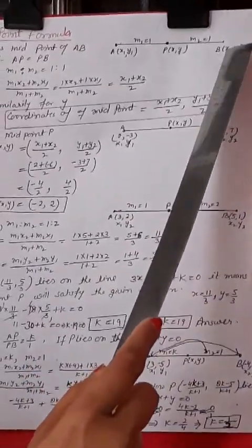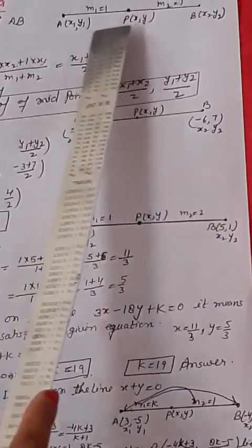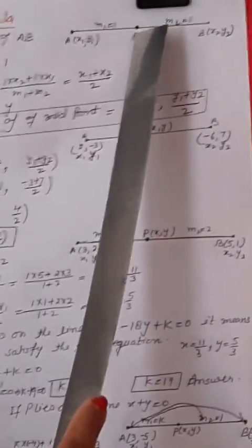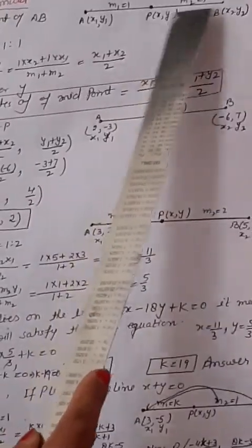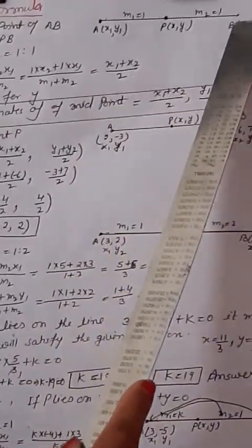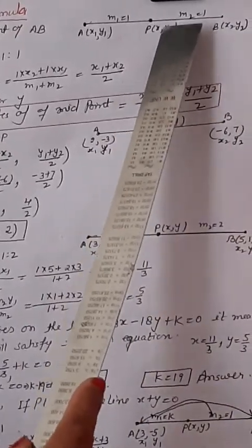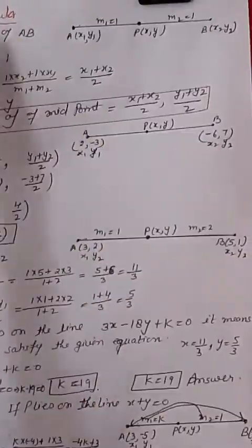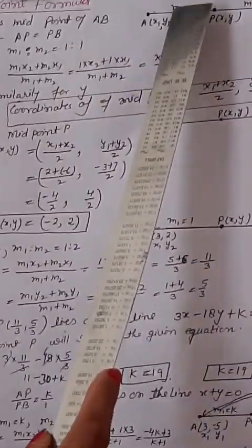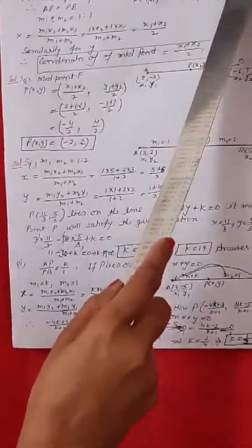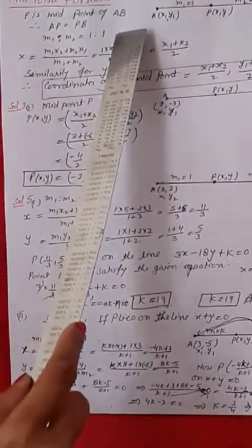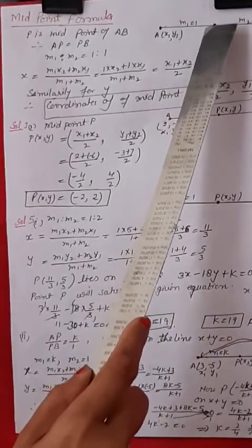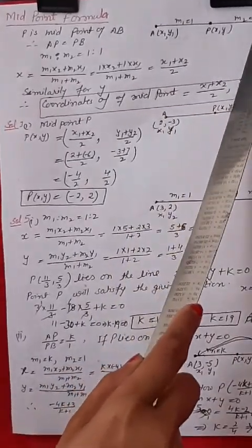If the line joining points A and B is AB, and this AB is divided by this point P, what do you mean by this P? It means AP is equal to PB. When AP is equal to PB, it means P is the midpoint. And if AP is equal to PB, what will be the ratio of AP and PB? They both are equal, so the ratio will be 1:1. So let us say M1 is equal to 1, M2 is equal to 1.